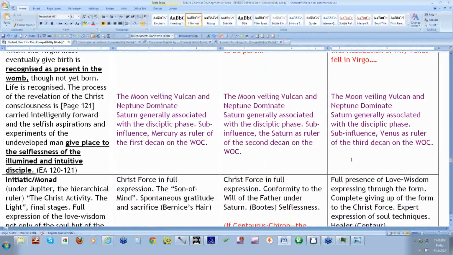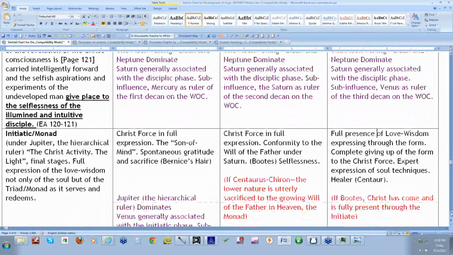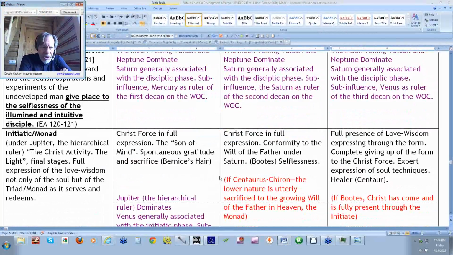Now finally we reach the initiatic or the monadic stage. Here we've been told that hierarchical rulers are to be applied to the life of the initiate, so it would be Jupiter.